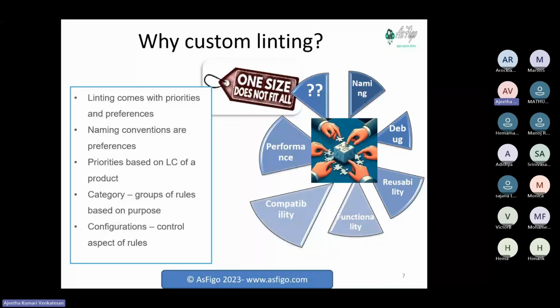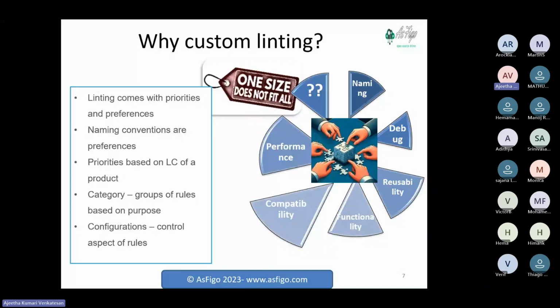So your priorities and preferences are different. You can customize that. You can set the configuration in custom linting, saying, okay, these are the rules I want. This is my high priority. So compatibility, right? As a team sitting in Bangalore, compatibility is more important. And then, same in Israel, the reusability can be different.